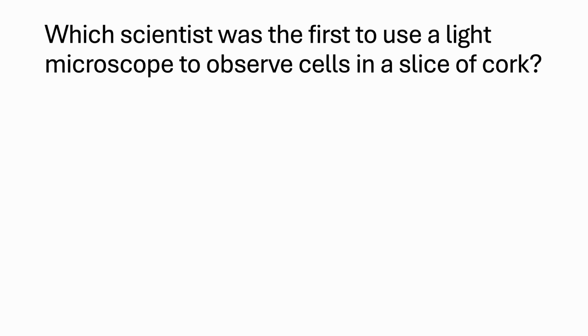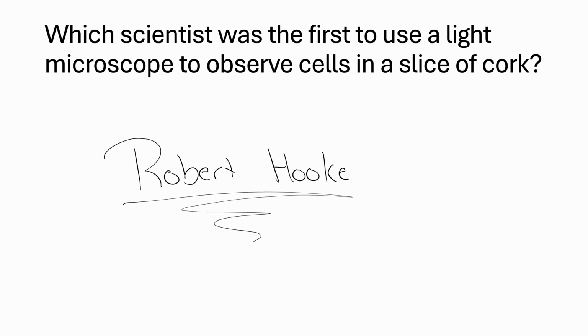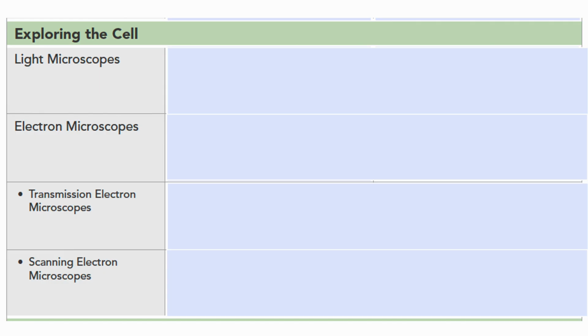Now, just to kind of review, which scientist was first to use a light microscope to observe cells in cork cells? So again, this was Robert Hooke, and Robert Hooke usually is the one that is given the credit for discovering the cells that we now call them.